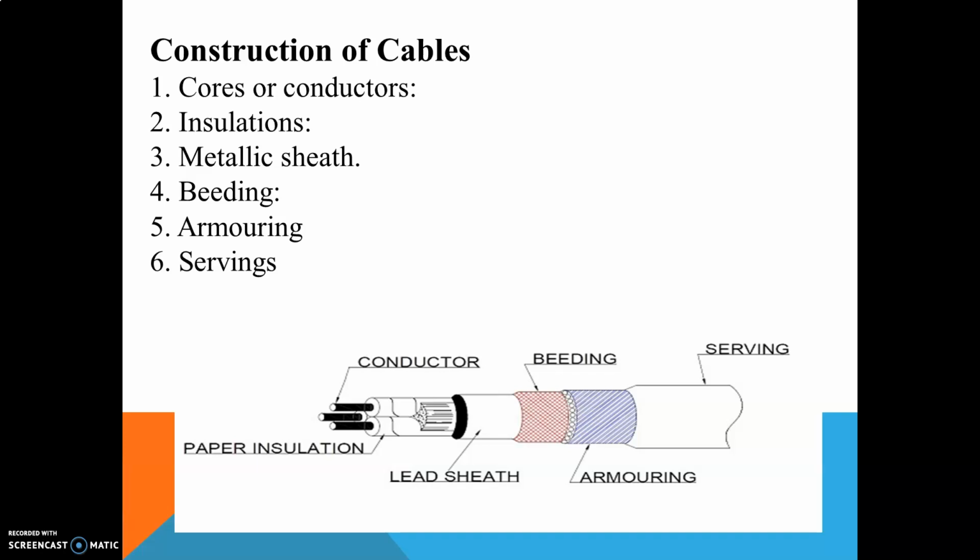And last layer is serving. It is a layer of impregnated hessian tape. It provides protection to the prior layer, that is armoring. So this is the construction of cable, and these are the different layers of cable.